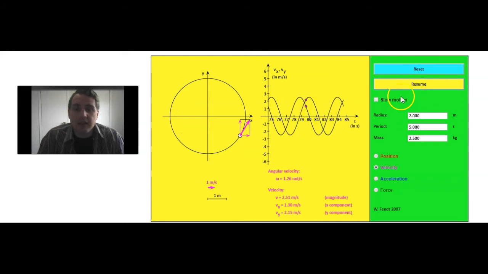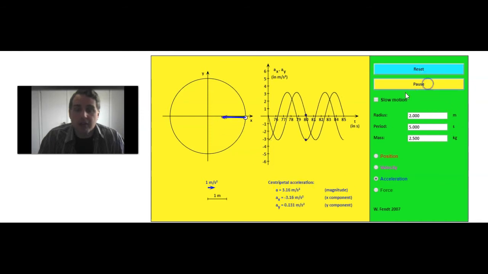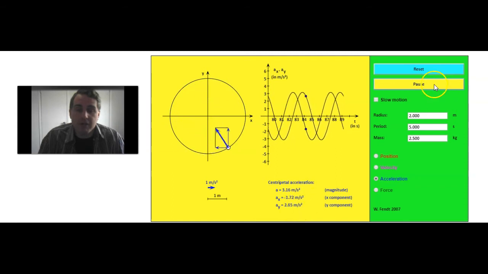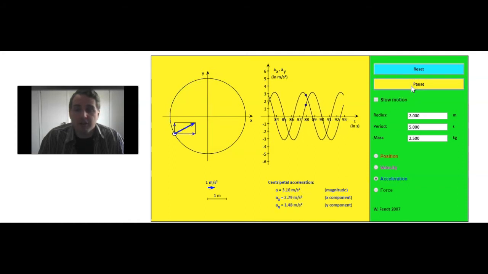And let's now do the acceleration. Now notice the acceleration has a value of 3.16 meters per second squared. Again, notice the x and y components of the acceleration at any point. Suppose I try to stop near the top of the circle, the acceleration is negative in the y direction, and in the x direction it was meant to be really close to 0.